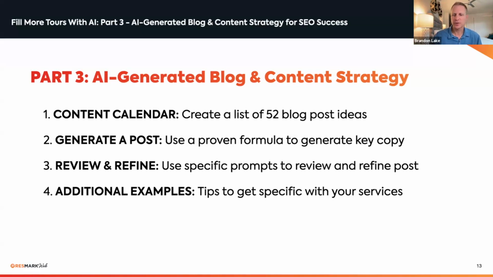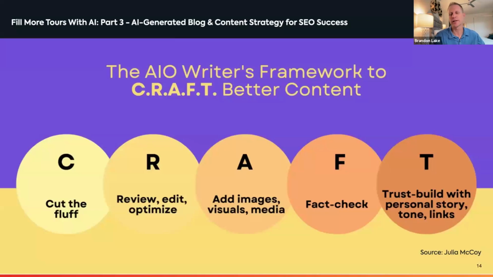A framework I like to apply to these is actually from Julia McCoy. She has a service called Content at Scale. She does a really great job in terms of blogging. And she created this acronym called CRAFT. C is for cut the fluff. So after you've generated this, look through it. I want to just say this up front: don't ever just copy and paste what you generated right into your blog. AI is getting better and better, but it needs a human touch, right? And sometimes you go through and you go, that's not really important to my readers, right? We've got to cut the fluff.